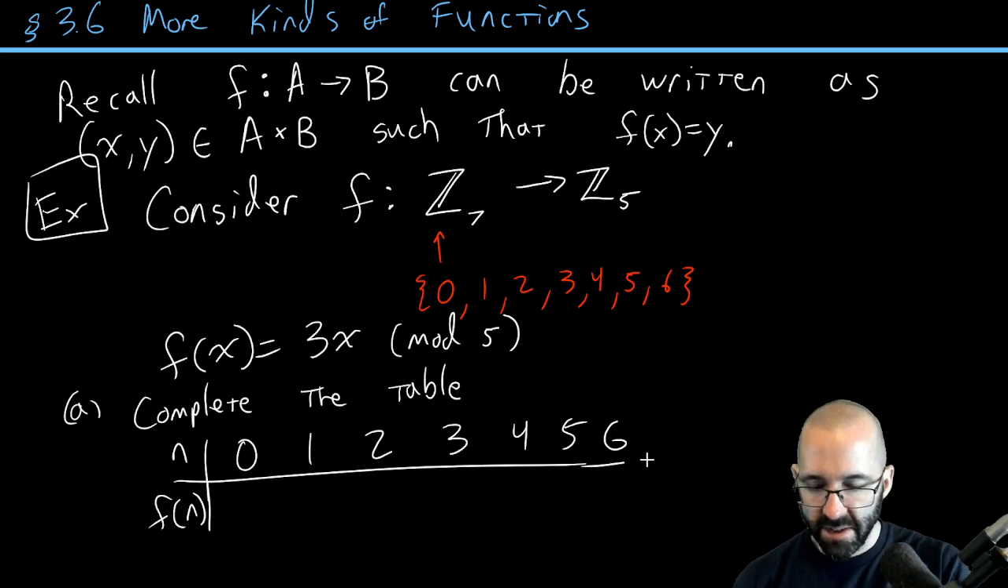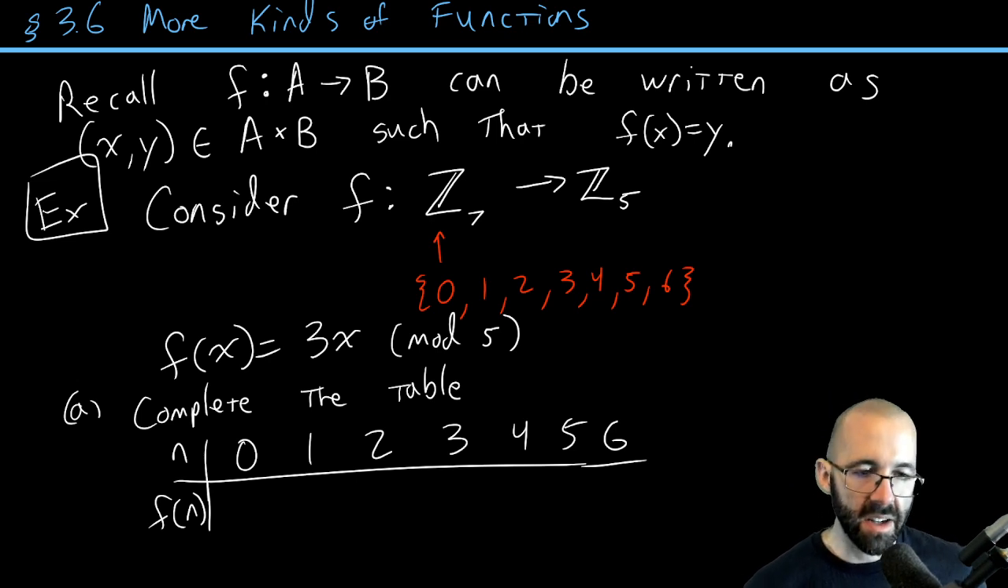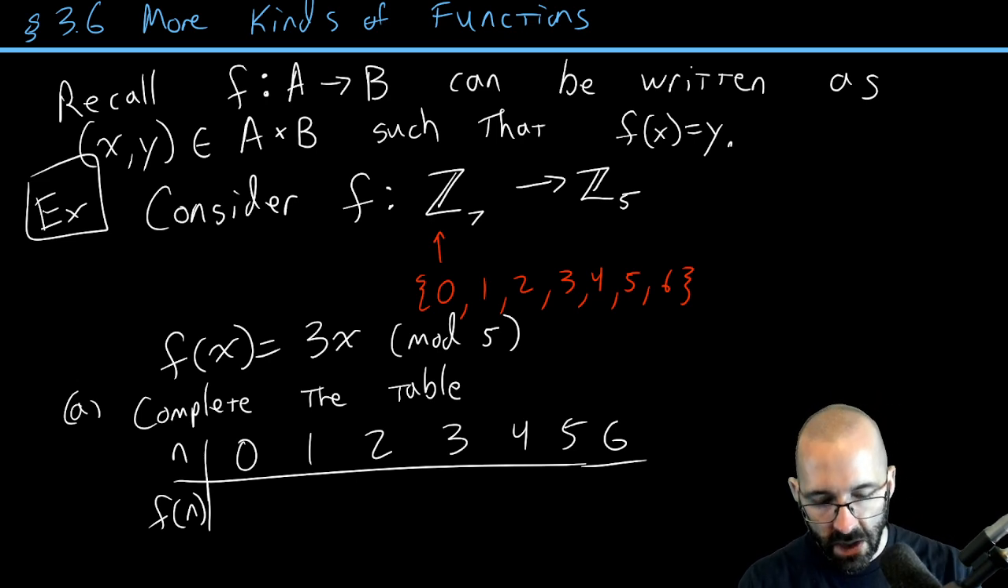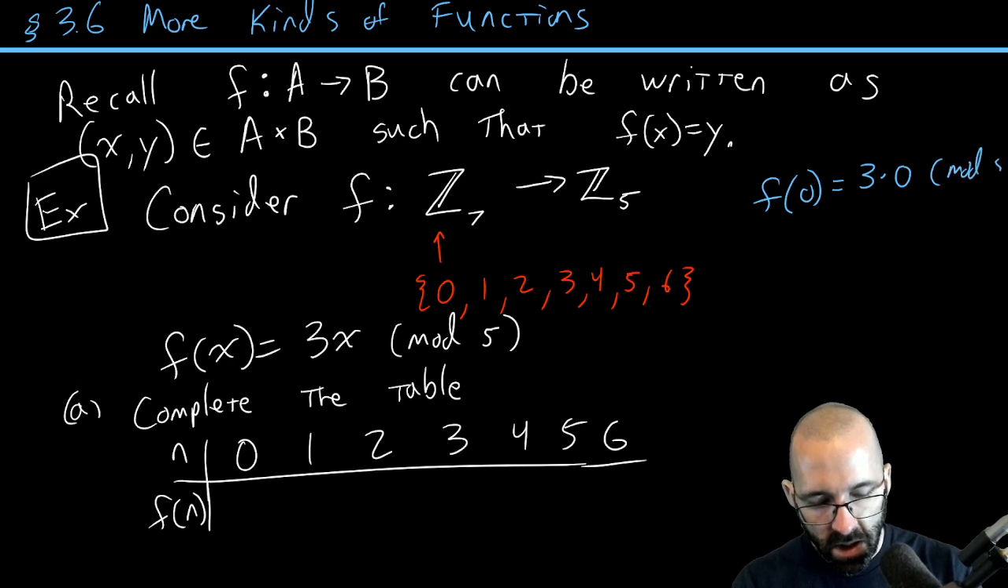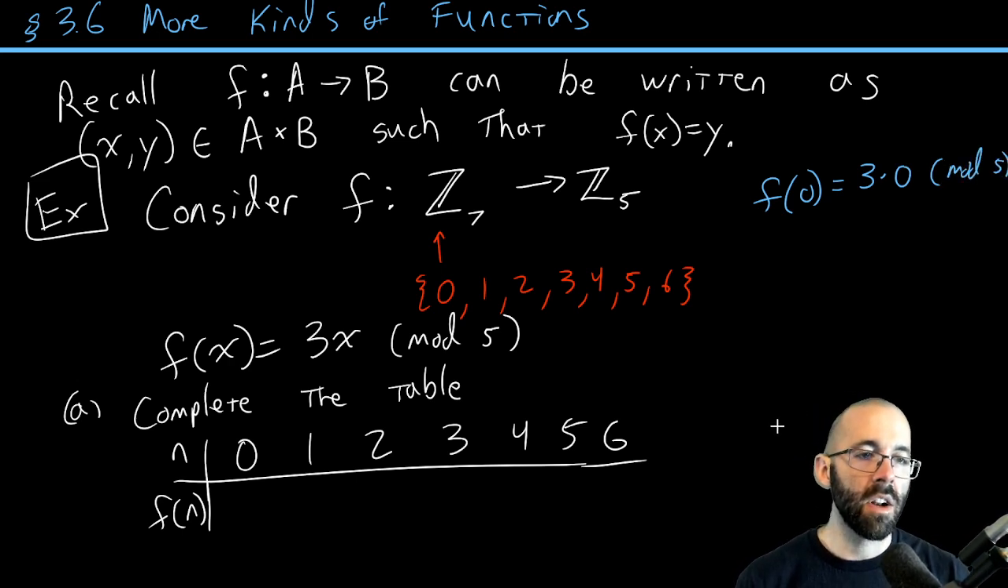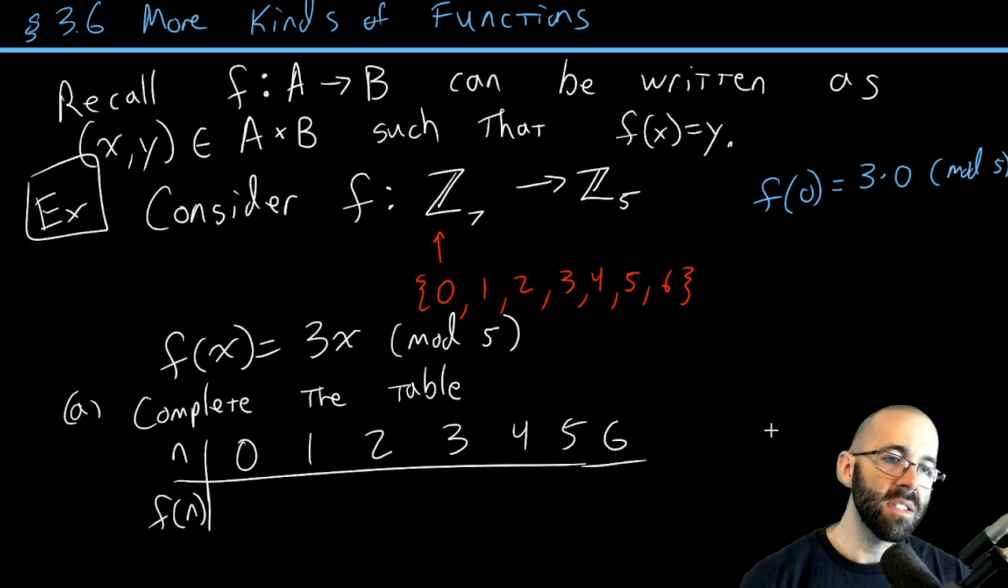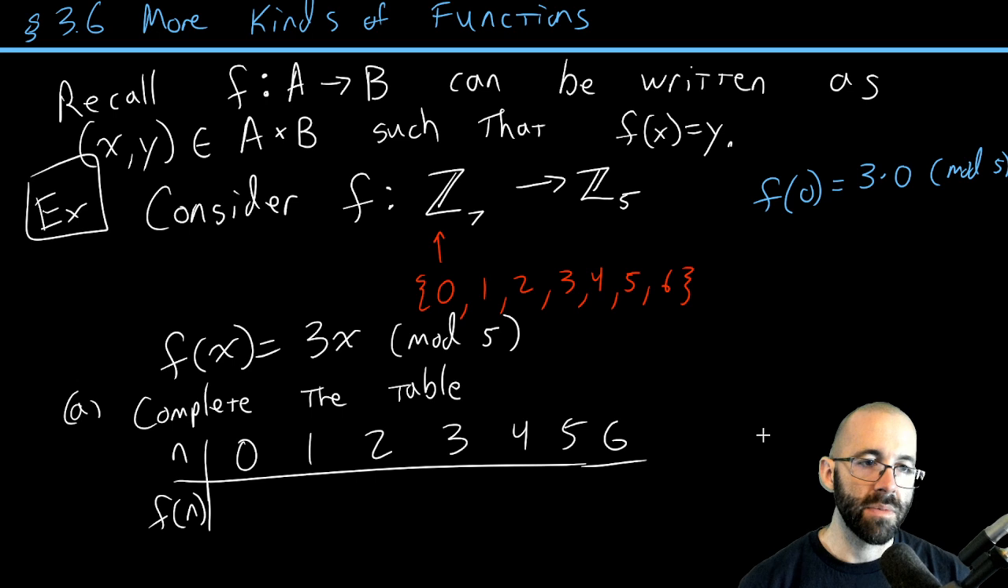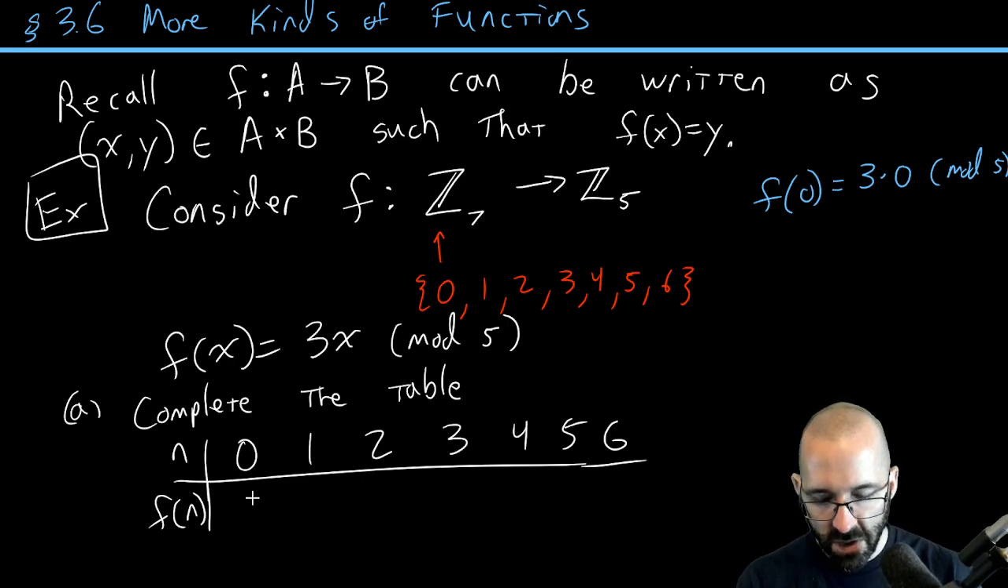Okay, so let's look at this. We'll do the first one together, and then it's a good idea to pause the video and keep on doing some more. So let's look at f of 0 real quick. f of 0 is going to be 3 times 0 mod 5. And remember, the modulus is essentially the remainder when you divide it out. So 0 divided by 5, what's that remainder? Well, the remainder is 0. Okay, so f of 0 is 0.